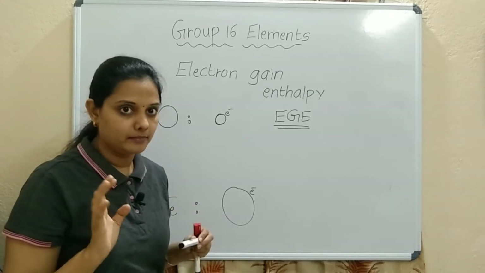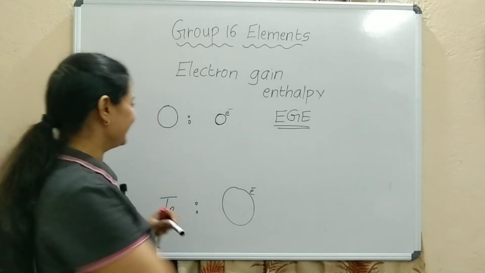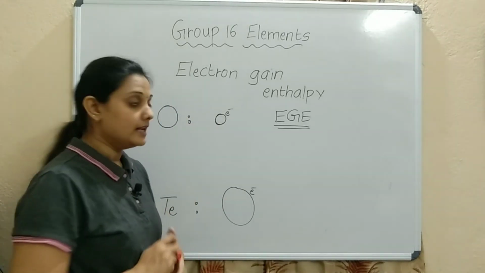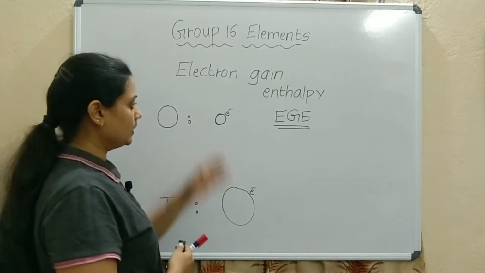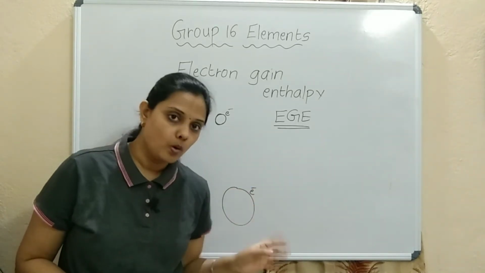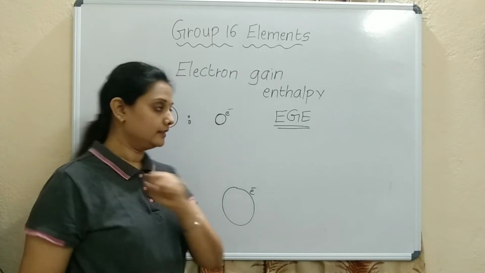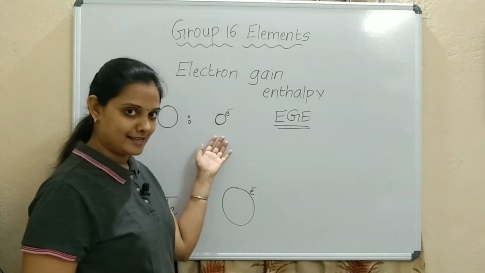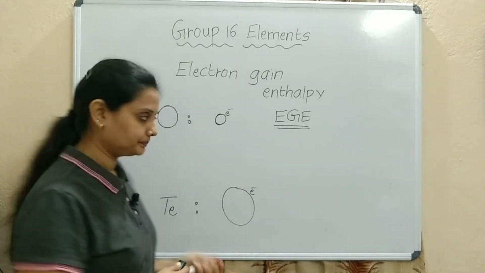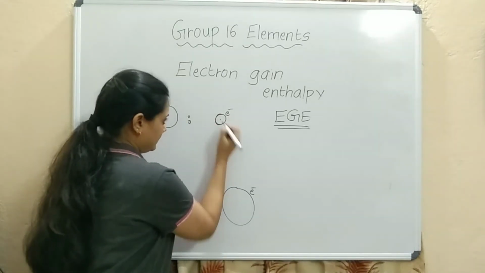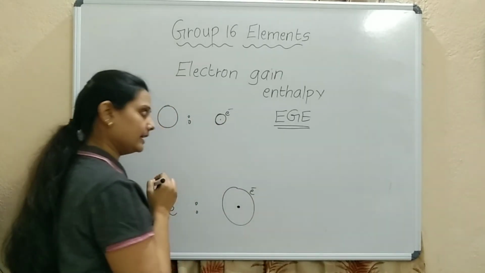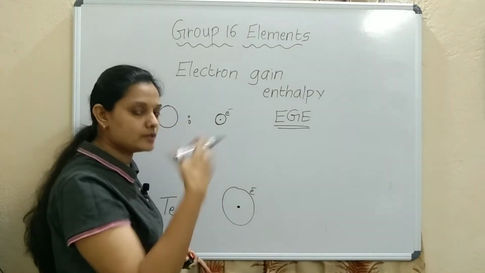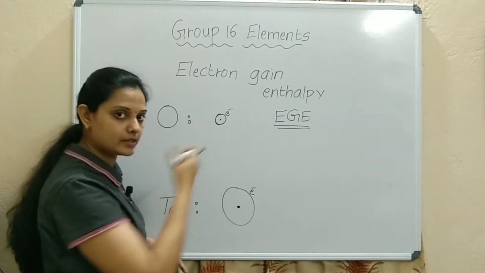Think for a second and you can think the answer. So oxygen and tellurium, size we know. One is small size, one is big size. Electron has to be added. So in which case can the nucleus hold the electron very firmly? I think you have thought the answer. So I'll say the answer now. In case of oxygen. Why is it so? Because the size is small. Correct? Nucleus is present here. It can hold the electrons. Force of attraction will be more here in case of oxygen.